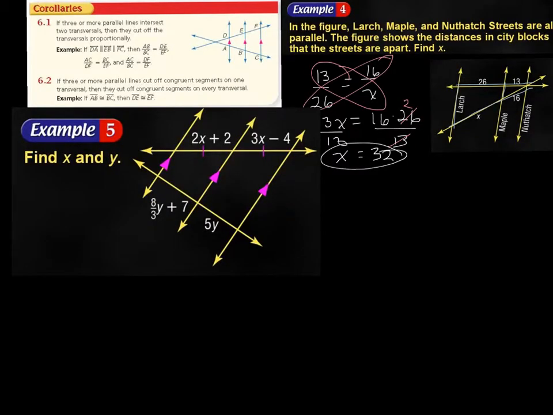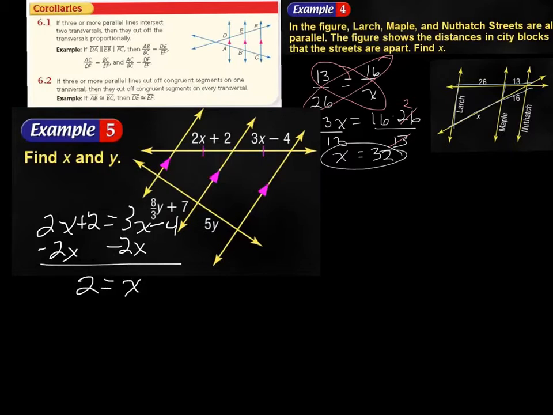Oh, this looks familiar. A little good old algebra. Find x and y. Well, they marked on the diagram for us that these two segments are equal. So x requires really no geometry at all. We're just doing algebra. So 2x plus 2 equals 3x minus 4. Could subtract. I'm going to subtract 2x from both sides because I know that 3 minus 2 is 1. And then all I have to do is add 4 to both sides. And I've got x.